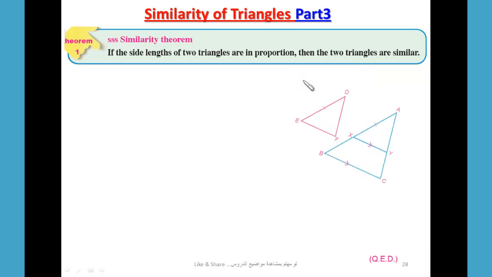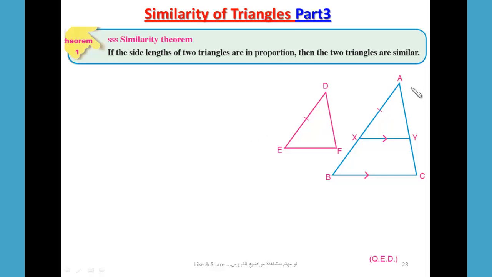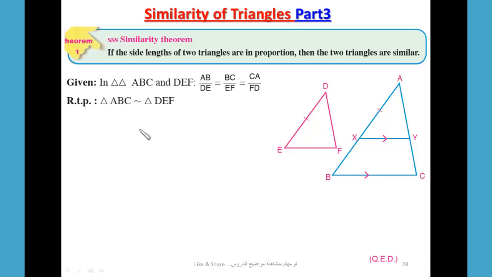What does that mean? If we have two triangles ABC and DEF, their sides are in proportion. That is the given. It means AB over DE equals BC over EF equals CA over FD. The corresponding sides are proportional.